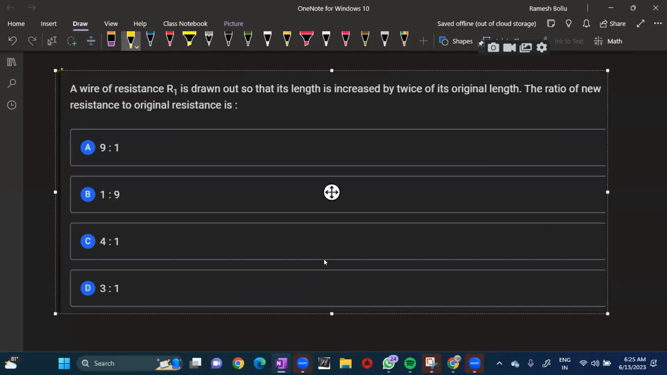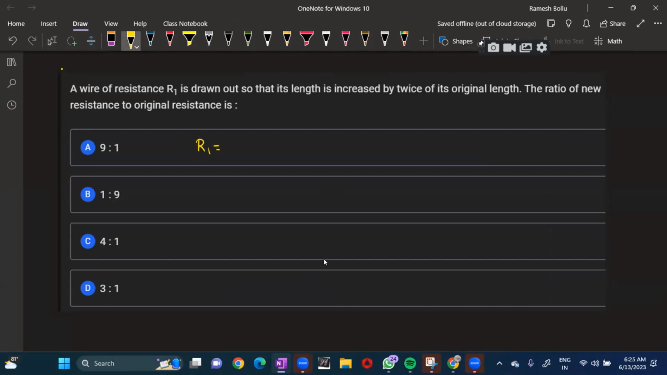A wire of resistance R1 is drawn out so that its length increases by twice its original length. Initial length L means final length is L plus twice its length. The final length will become 3L. So it is stretched only, no? If any wire is stretched, R is not proportional to L, it is proportional to L square. Earlier also we did.